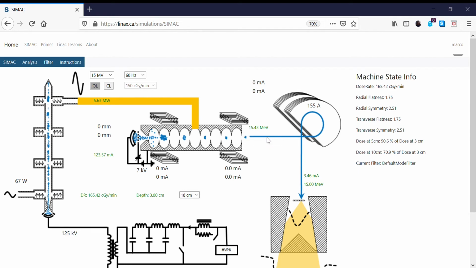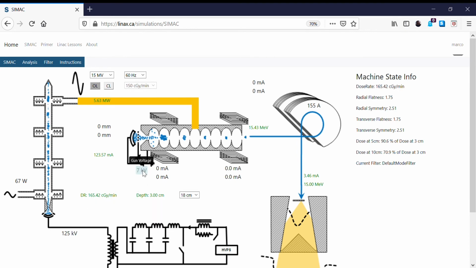But now, because we haven't changed the bending magnet, the bending magnet is still only letting 15 MeV electrons go through, and so the target current has dropped to 3.46 milliamps, which has given us a drop in dose rate.